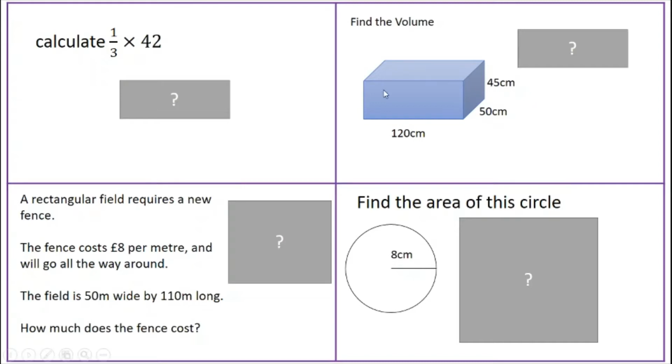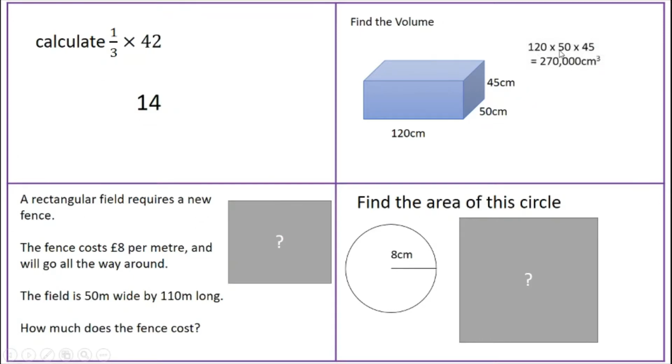Okay, the answers for these. The first one, 1/3 times 42 is 1/3 of 42, 14. The volume of a cuboid, such as this one, you need to just multiply all 3 lengths together. You should get 270,000 centimeters cubed.